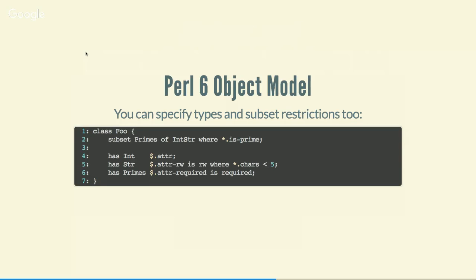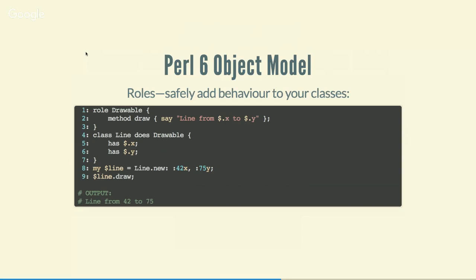You can also specify types of your attributes. You can use subsets. You would use them like this. Now, Perl 6 also has roles. They are similar to classes, except there's a difference for how they get applied to classes.